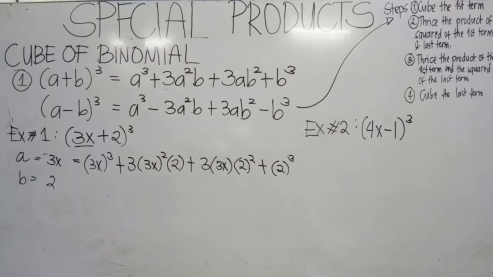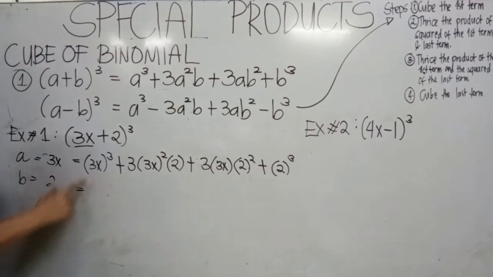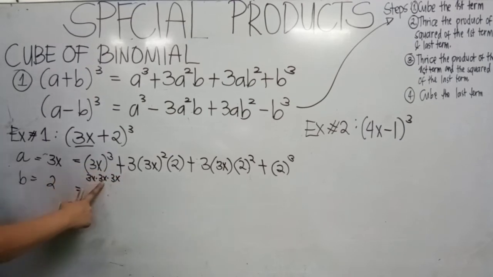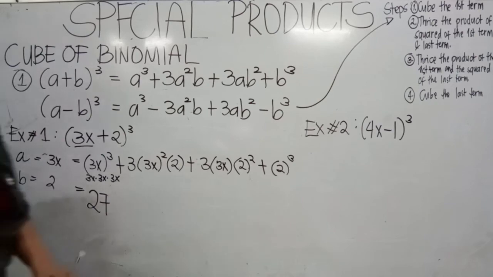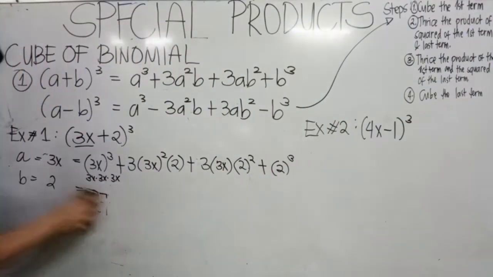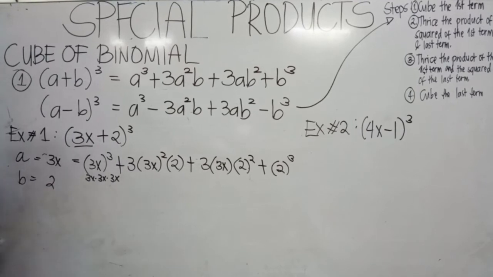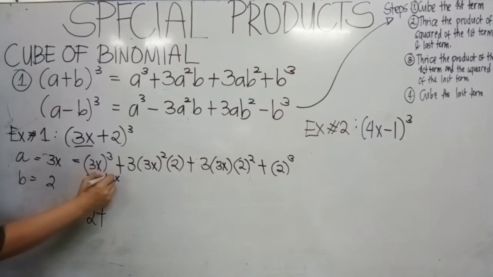Alright, next, we're going to solve yung exponent first. So this one is 3x multiplied by 3x multiplied by 3x. So 3 multiplied by 3, we have 9. Multiplied by 3, we have 27. Wait lang. Kuha lang ako ng space. Makakulang ang space ko dyan. So this time, we have 27 x. So we have 1, 2, 3, so we have x cubed.